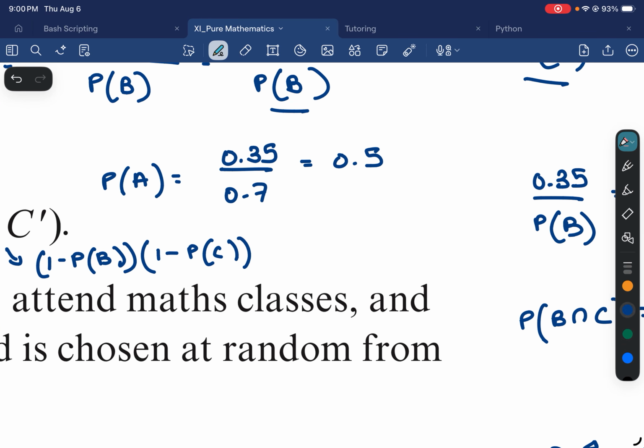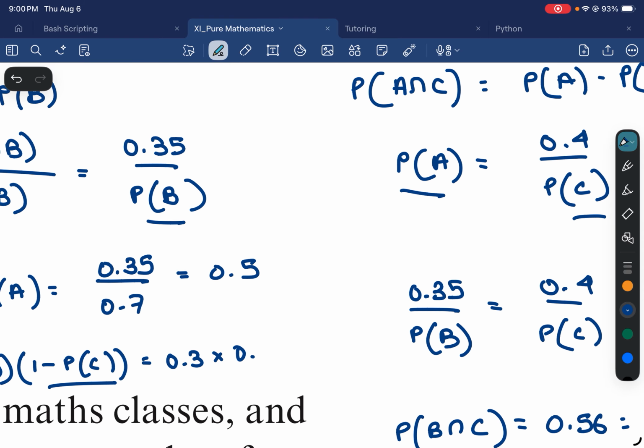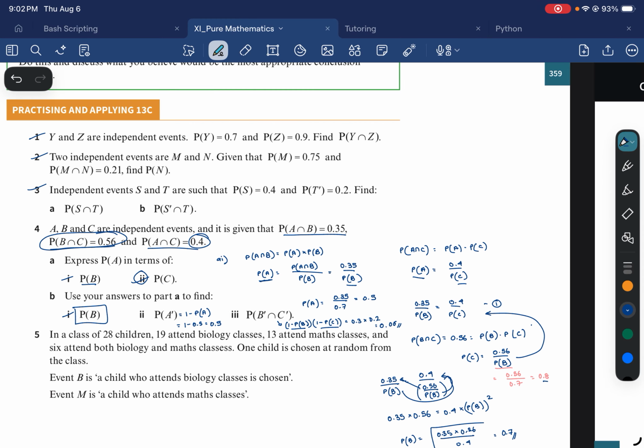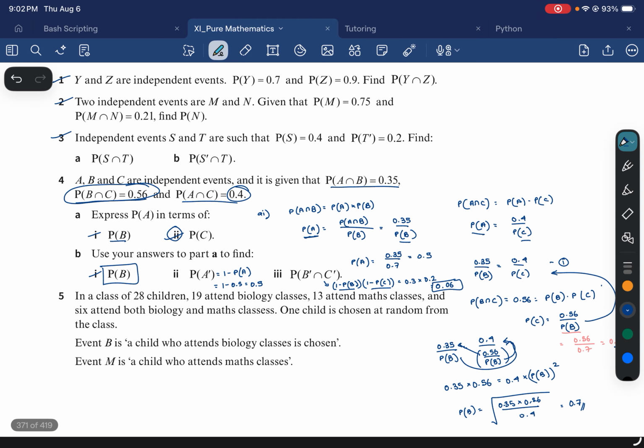So 1 minus P(B), 1 minus 0.7 is 0.3. 1 minus P(C), 1 minus 0.8 is 0.2. So we get 0.06 as our final answer. All right. So you get 0.06, right? 0.06 was your final answer. All right.